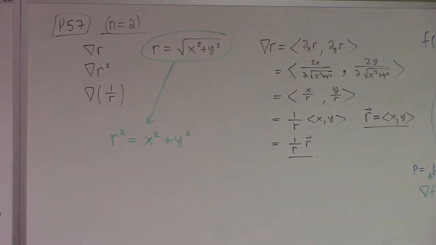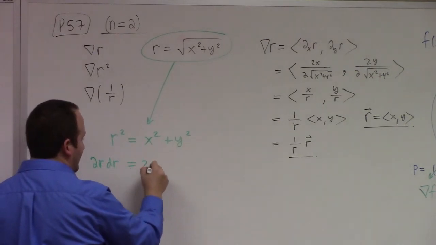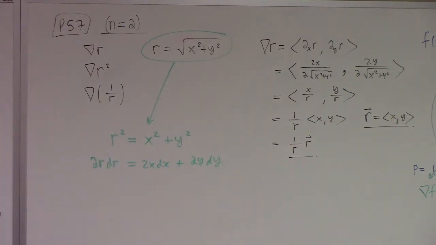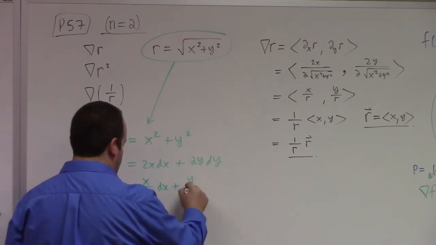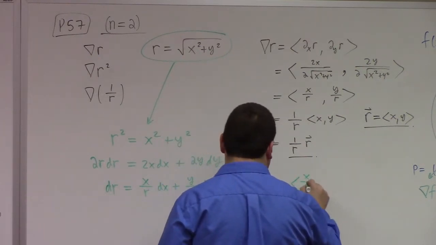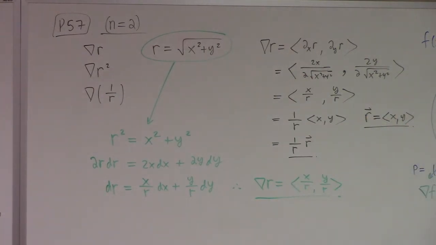So I'm going to use the method of differentials to simplify my life. r squared is equal to x squared plus y squared. So I can take the differential of both sides. On the left-hand side, I get 2r dr, and on the right, 2x dx plus 2y dy. Divide by r, cancel the 2's. dr is equal to x over r dx plus y over r dy. So therefore, the gradient of r is x over r, y over r. I never differentiated a square root there, right?